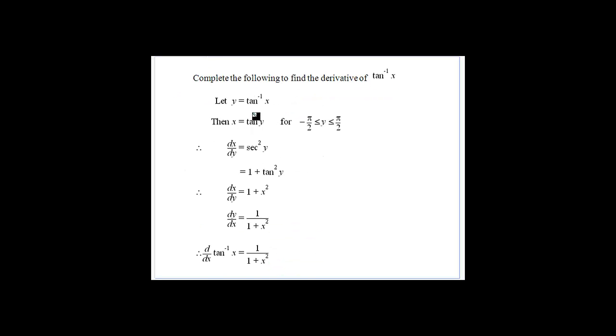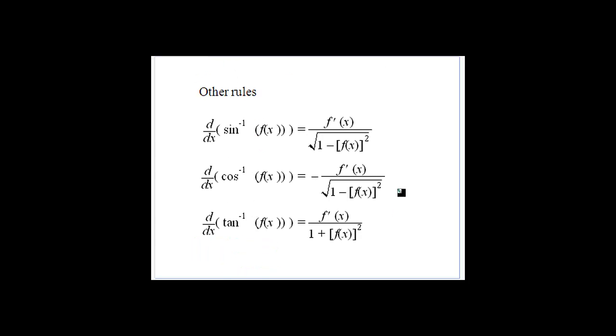For tan, well, we go this way. Let x be equal to tan of y, and so dx/dy, the derivative of tan of y, would be sec squared y, which can be written as 1 plus tan squared y, and tan of y can be written as x, because that's what we defined it as there. And then we take the reciprocal of that, which gives us 1 on 1 plus x squared. So there's our derivative of inverse tan of x. So there's the proof of those rules, and they're the ones we need to remember.